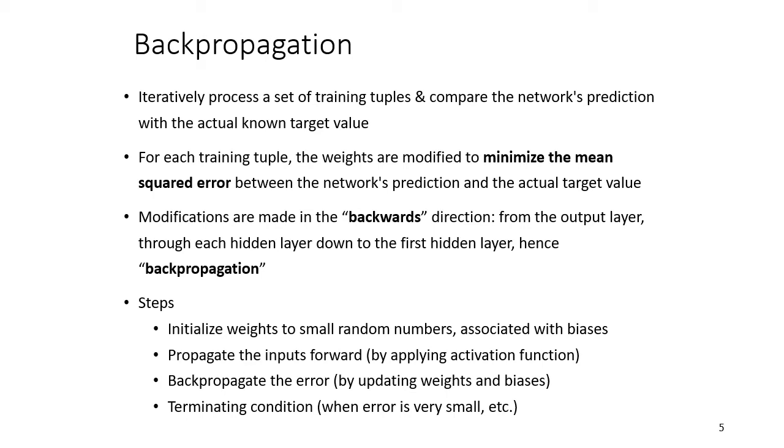We terminate when we get a relatively very small error, or we may apply a condition like a 5% error we can grant. So the condition basically depends on what we are expecting from the network.